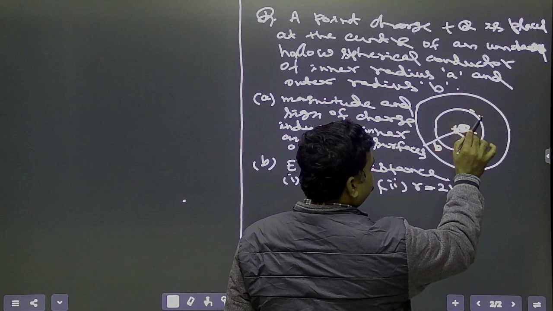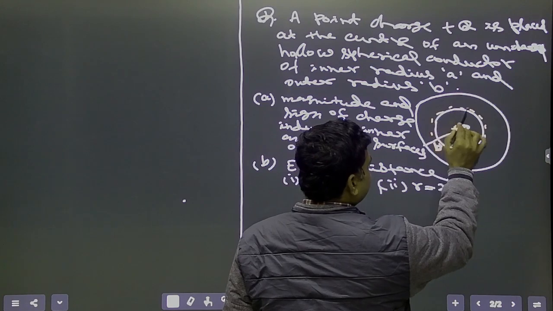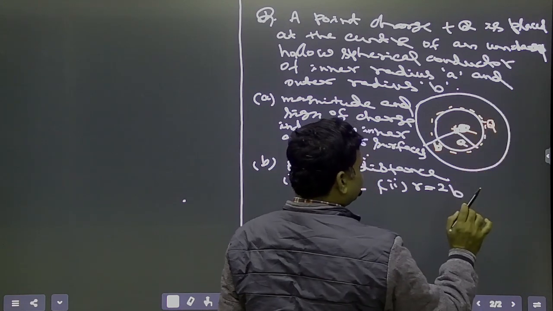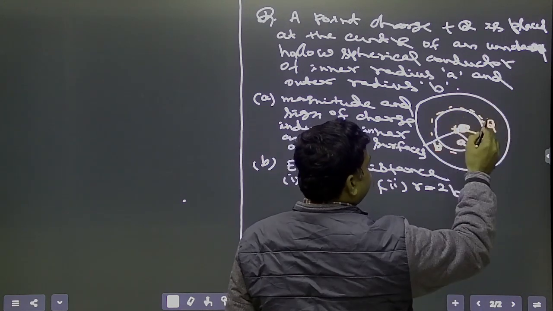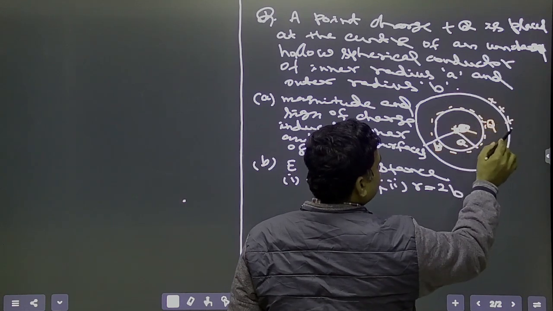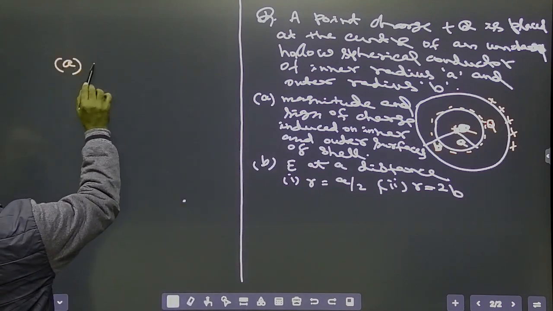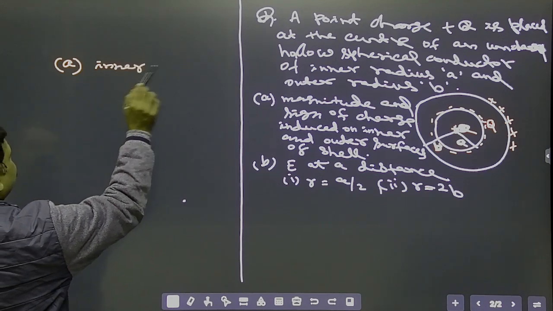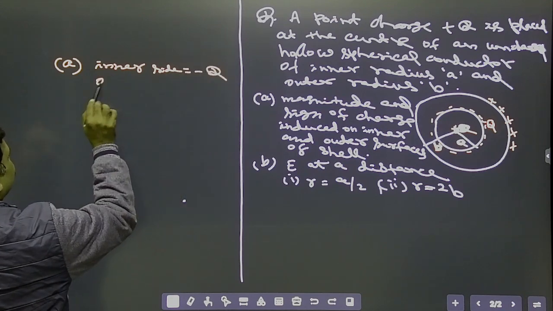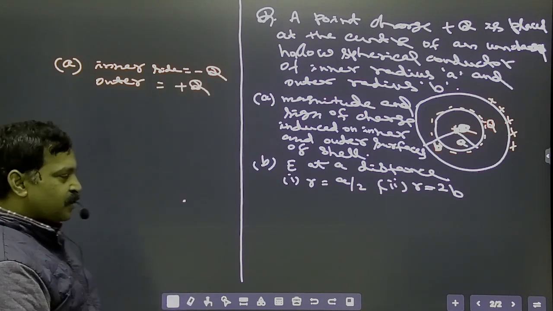This will be negative, and this will be of the same magnitude, only the sign will be different. So this will be minus Q. And at the outer spherical shell, in a similar manner, since this is negative, this will come as positive. So the first part answer: the inner side of the shell will be minus Q, and the outer will be plus Q. So this is clear to you.